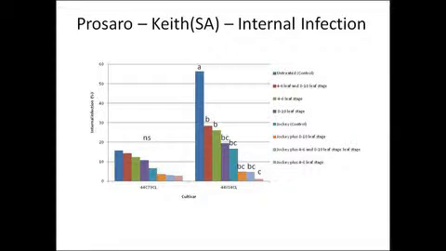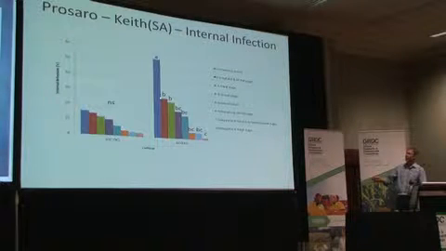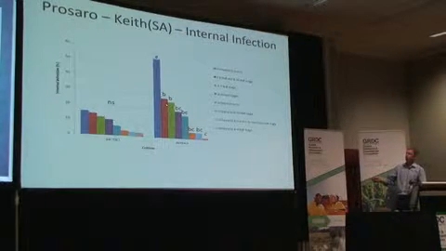This is the same work done now with Prosaro. This was at an NVT site, so it was just normal canola production, 2 cultivars which had various levels of blackleg infection. Here's our control with just over 50% internal infection when we cut them open. And again, here's our Prosaros.